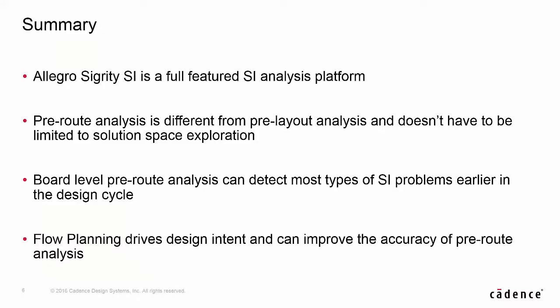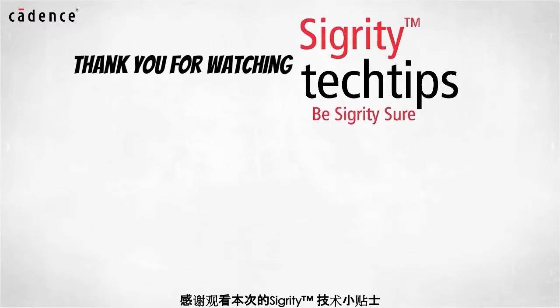In this demo, you've seen just a few of the features found in Allegro Sigrity SI. We've seen that pre-route and pre-layout are in fact different types of analysis, and that pre-route can be used to detect SI problems earlier in the design cycle. Pre-route is the best time to find out if you need any terminators, as they are too painful to add post-route. And finally, we've seen that because flow planning drives design intent in terms of how the routing will take place, it can be useful at the pre-route stage to improve the accuracy of SI analysis. Flow planning can also lead you to placement edits or changes, which are also painful after investing any time in routing. Thank you for watching another edition of Sigrity Tech Tips.